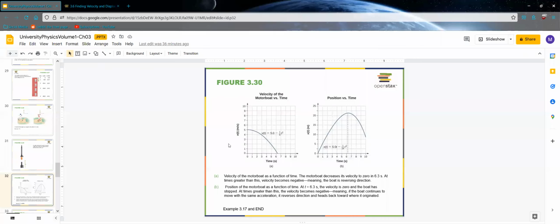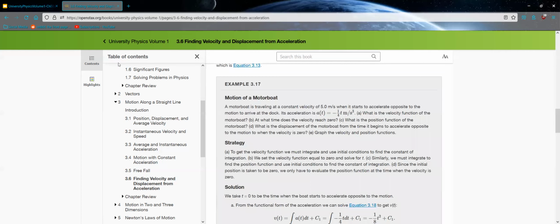Cool. Let's start with 3.17, and then we'll call chapter 3 a day. Motion of a motorboat. A motorboat is traveling at a constant velocity of 5 meters per second when it starts to accelerate opposite to the motion to arrive at the dock. It starts to slow itself down, right? The acceleration is negative a quarter t meters per second cubed.